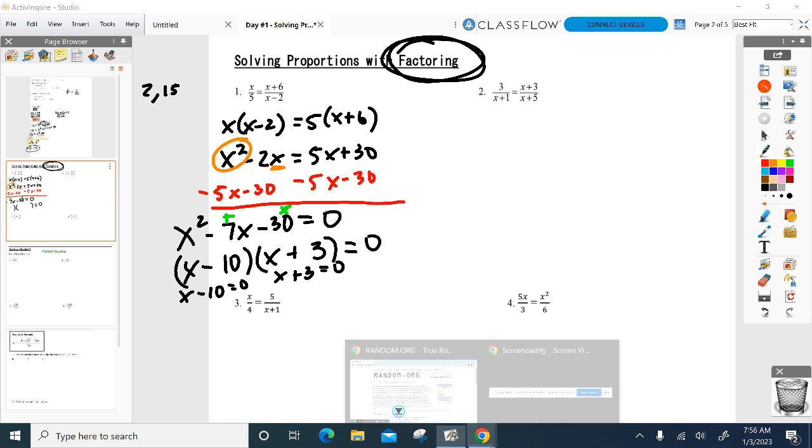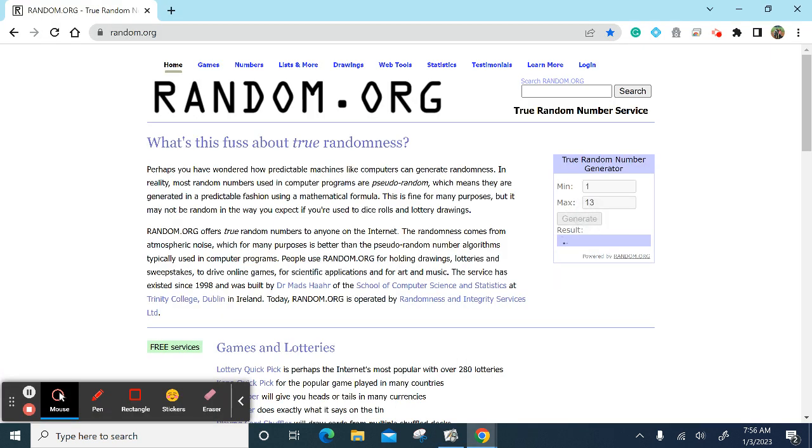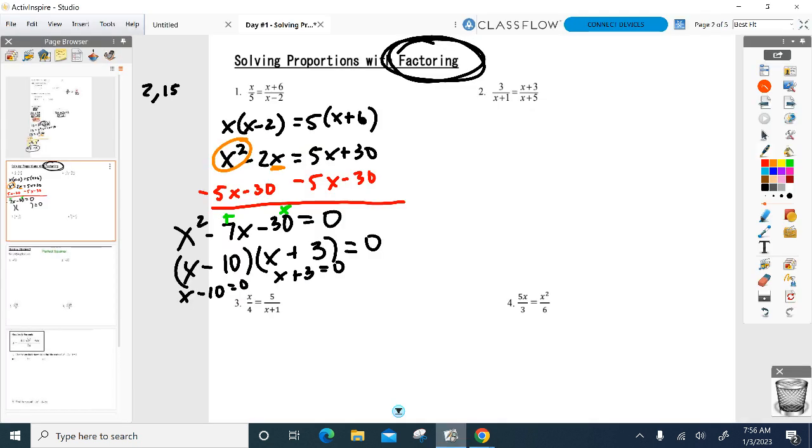So you should get 2 answers here for this proportion. X equals 10, positive 10. And x equals -3. Both I need in there. Questions? Okay, go ahead. Number 2. I'm going to walk around and watch you do this. You're going to have to double distribute one side.